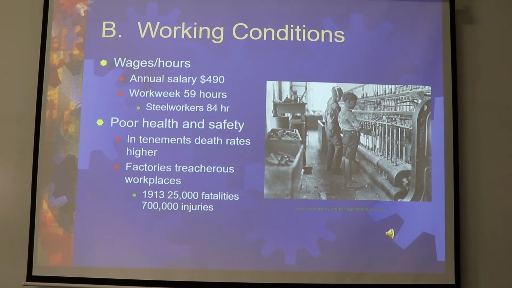Like in the tenements or apartments that they lived in, the death rates were higher than the surrounding countryside. The factories were treacherous workplaces, where in 1913 there were 25,000 fatalities and 700,000 injuries. Now you might be asking, why did I put 1913 up there? I thought we were talking about the period from 1870 to the turn of the century. Guys, because 1913 was the first year they took numbers on it. So you can guess it was even higher before that.